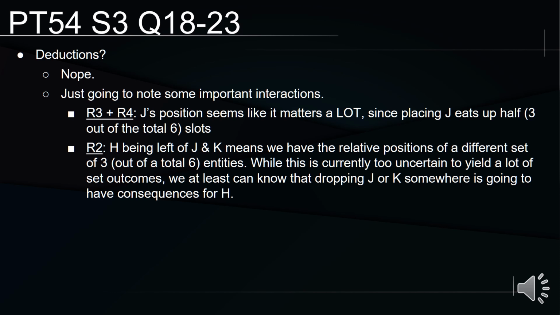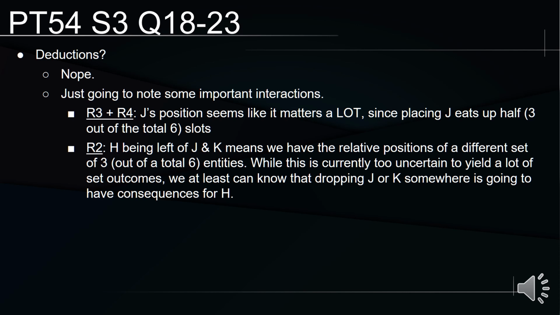H being to the left of J and K means that we have the relative positions of a different set of 3 out of the total 6 entities. So instead of J, S, and T, now we have H, J, and K in a similar kind of relationship, although it's simpler than the J, S, and T relationship.